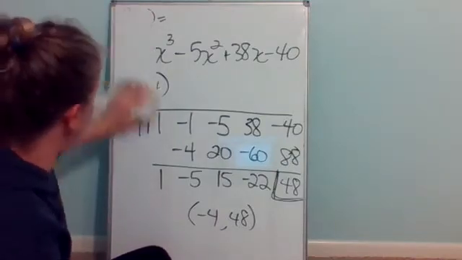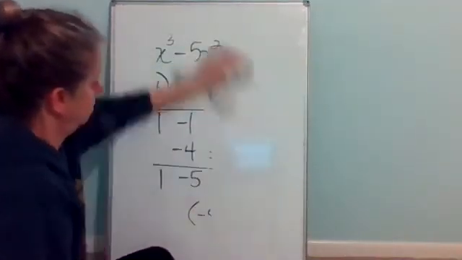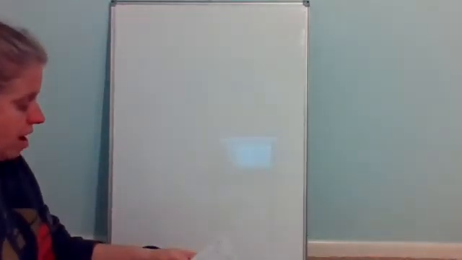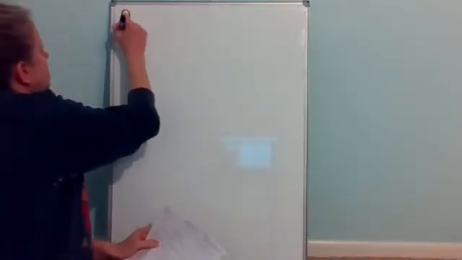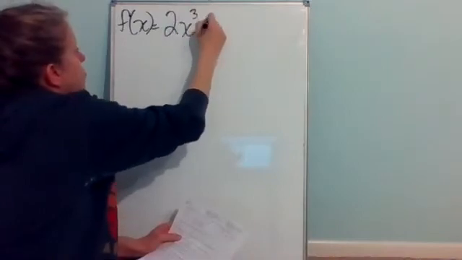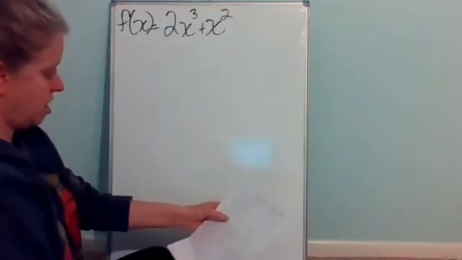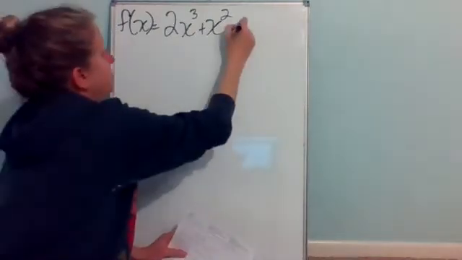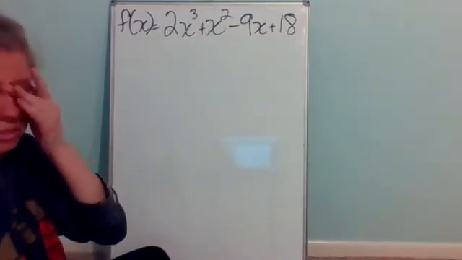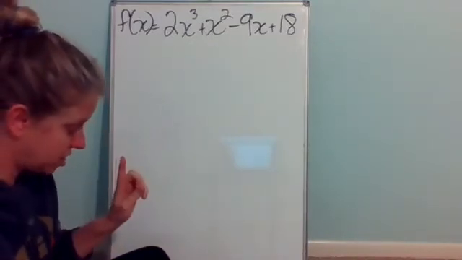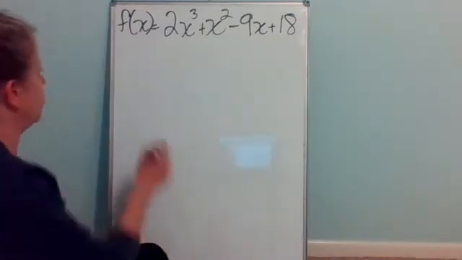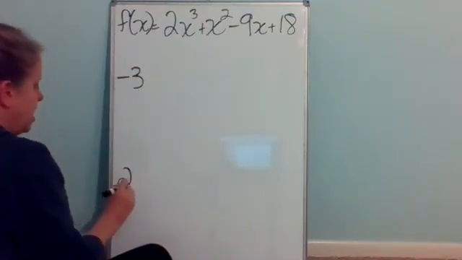All right, let's look at number 3. All right, my function on number 3 is f of x equals 2x to the third plus x squared minus 9x plus 18. And it wants me to find two things. The first thing it wants to know is negative 3 a 0? And then it's going to say, is 2 a 0? So we're going to use negative 3 and 2.